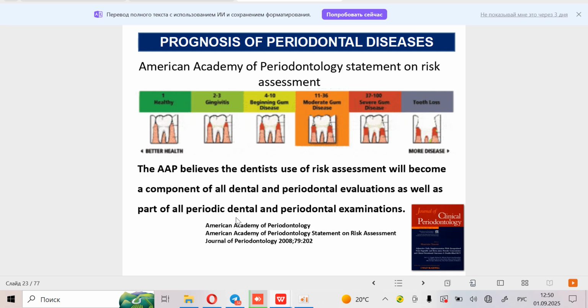In the Journal of Clinical Periodontology, an article was published: the American Academy of Periodontology statement on risk assessment. The American Academy of Periodontology believes that dentists' use of risk assessment will become a component of all dental and periodontal evaluations, as well as part of all periodic dental and periodontal examinations.